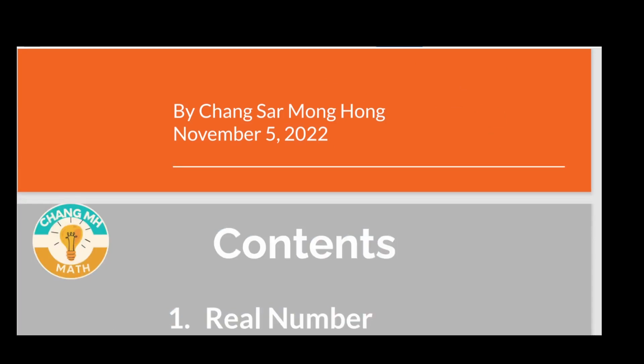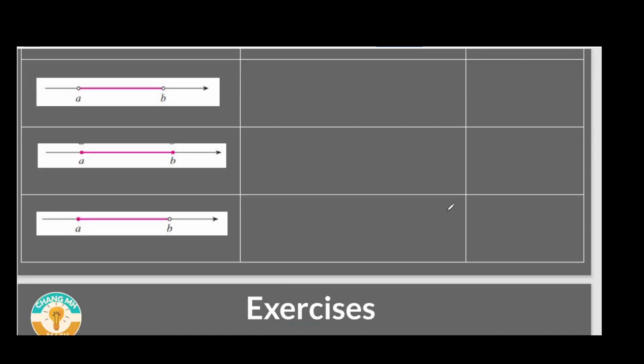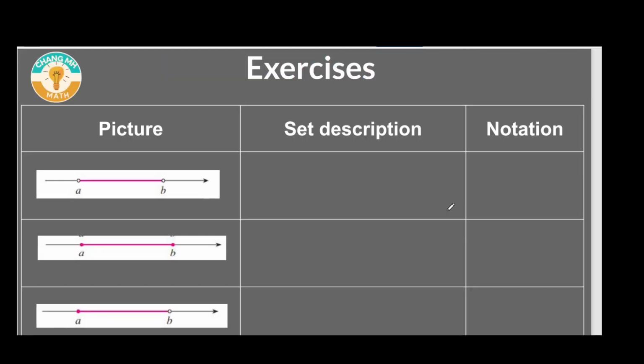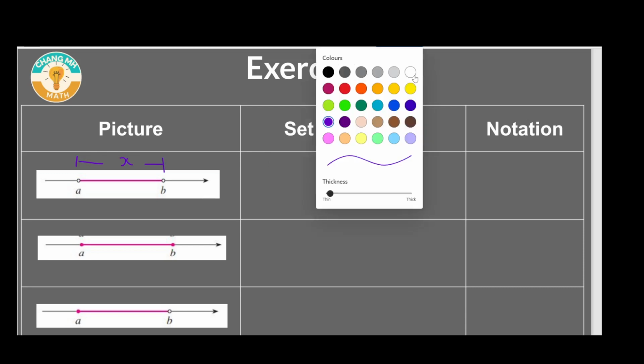Okay, so let's look at some exercises so that you will understand more. Alright, here is the first exercise. It's the same as the example. X lies between A and B, and you have to describe it as a set description. So let's do it.